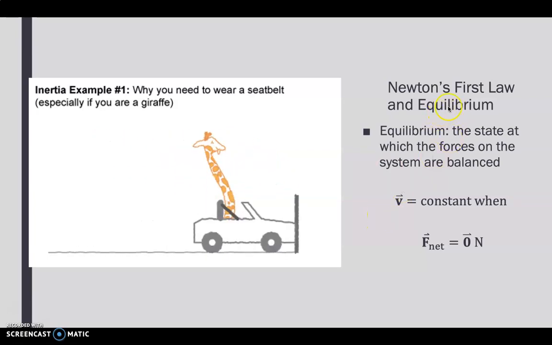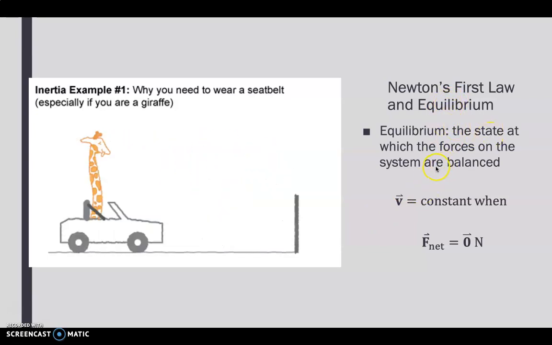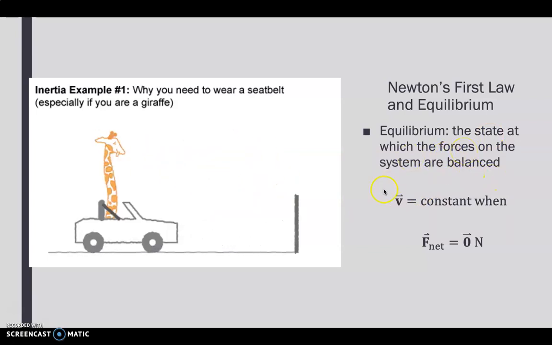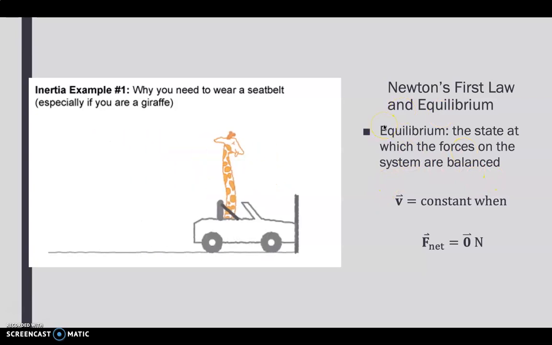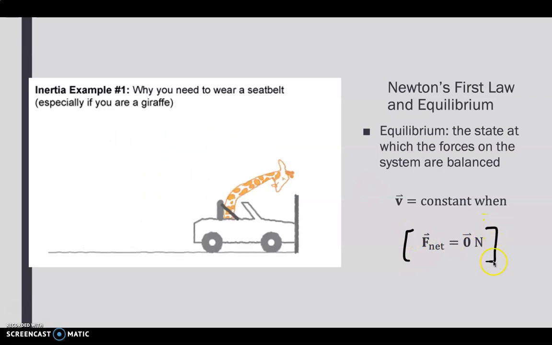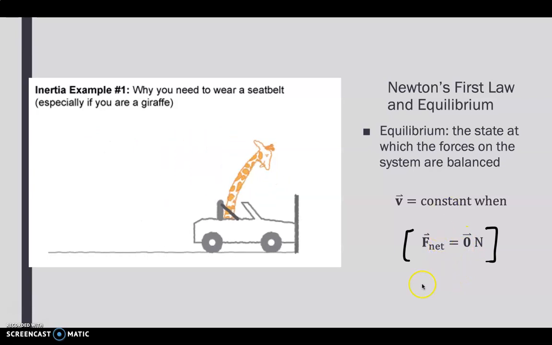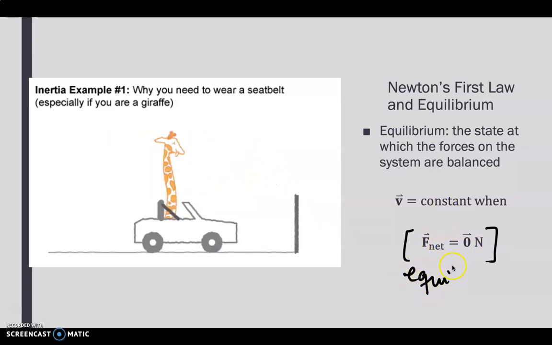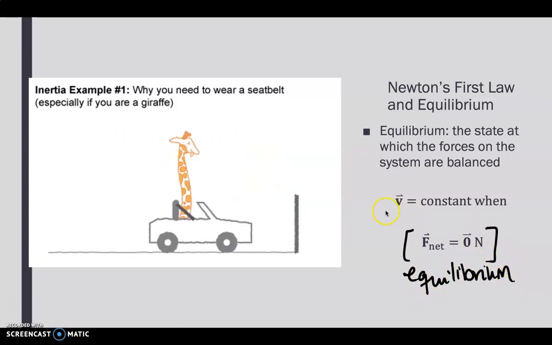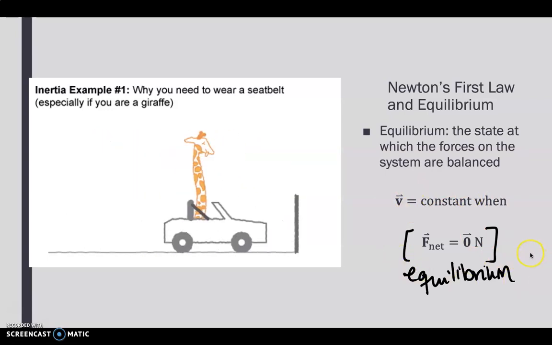So Newton's first law and equilibrium. Remember that equilibrium is the state at which forces on the system are balanced, so everything should be in balance with each other. This tells us that the net force is going to be equal to 0. That's what equilibrium means. Also, the velocity is constant at equilibrium.